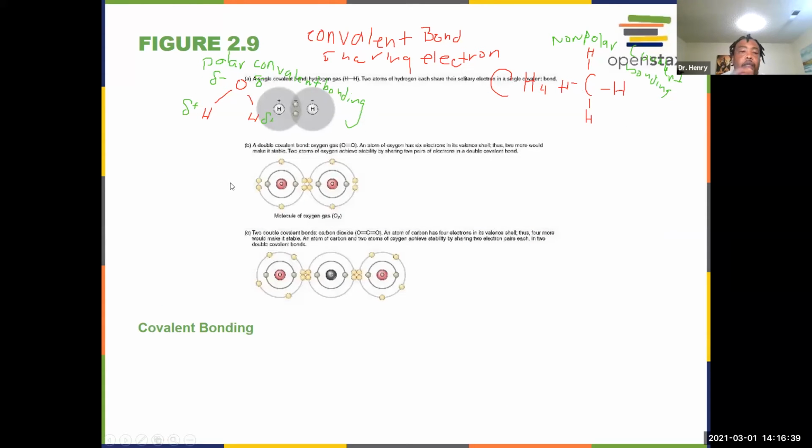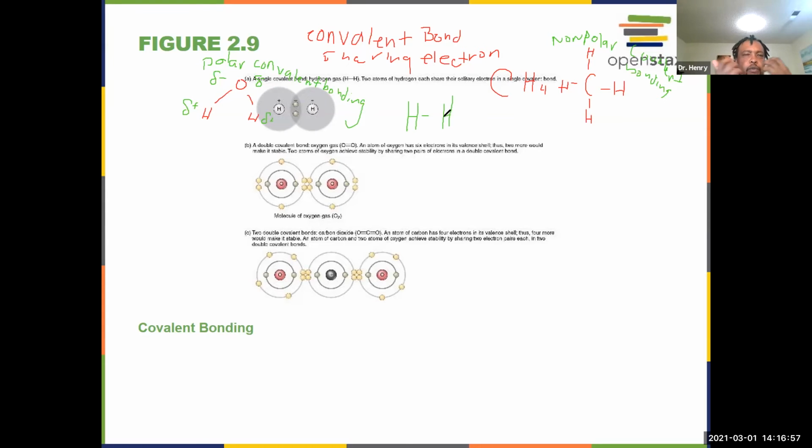Okay, so here, this here's hydrogen, which is just two hydrogen gas. So it's kind of like twins interacting with each other. So they're sharing evenly because they're both exactly the same strength. They're pulling the electron the same way.